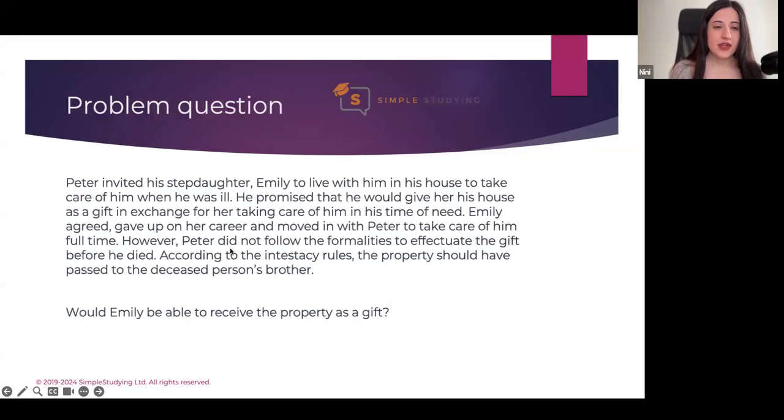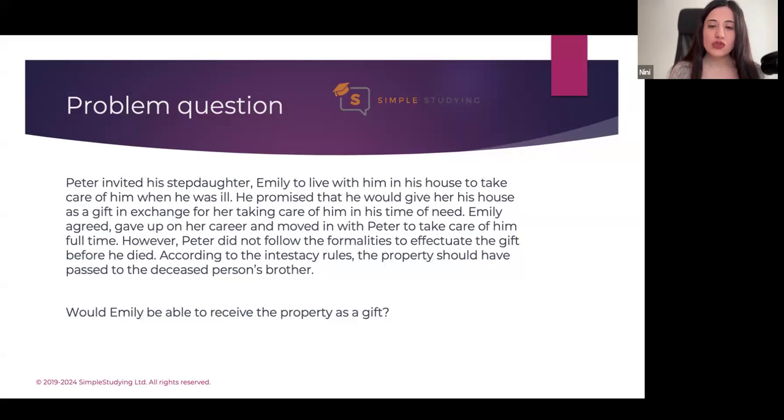Problem question. Peter invited his stepdaughter, Emily, to live with him in his house to take care of him when he was ill. He promised that he would give her his house as a gift in exchange for her taking care of him in his time of need. Emily agreed, gave up on her career, and moved in with Peter to take care of him full time.